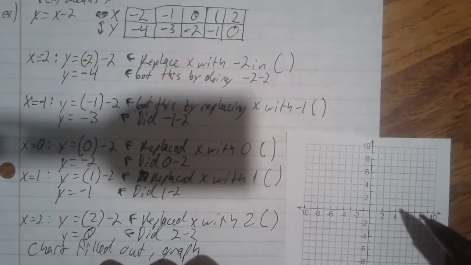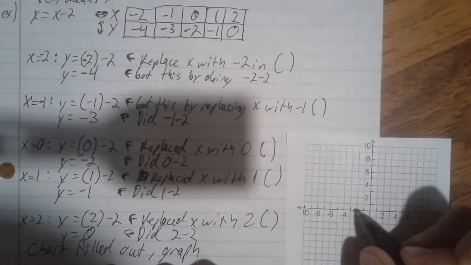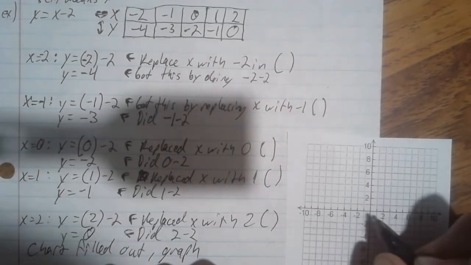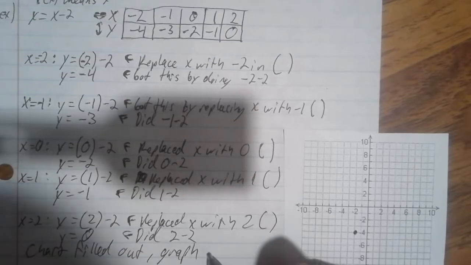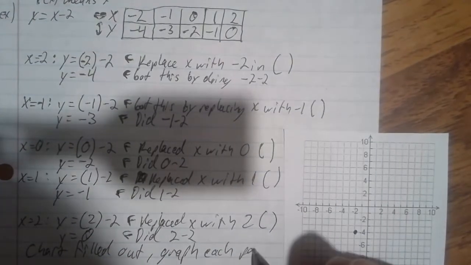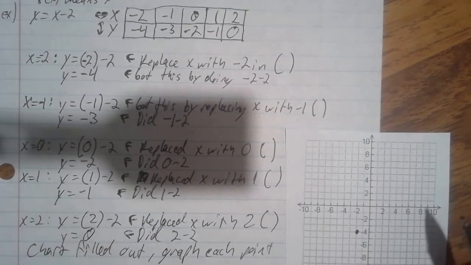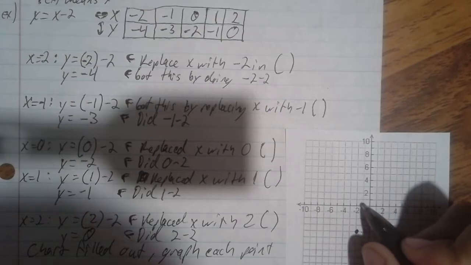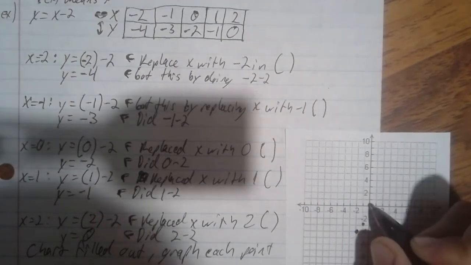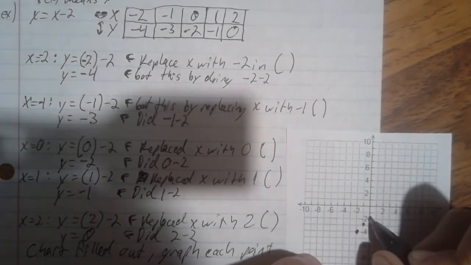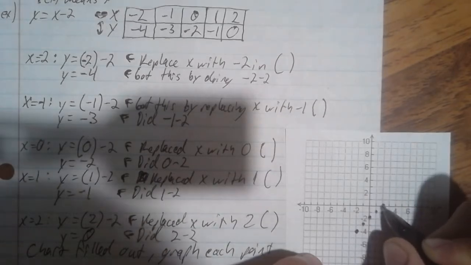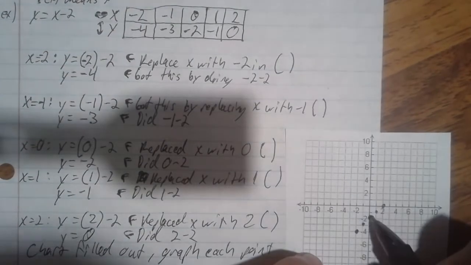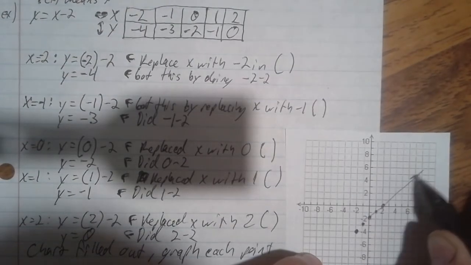So we're going to start with -2, -4. So graph each point. We get -2, -4. Then we do -1, -3, 0, -2, 1, -1, and 2, 0. We put all those dots, and then we just draw a line through them.